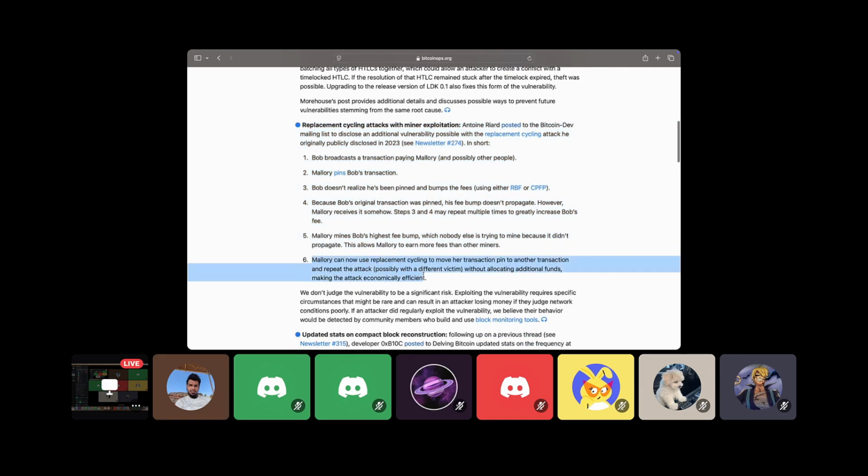Mallory can now use replacement cycling to move her transaction pin to another transaction and repeat the attack, possibly with a different victim, without allocating additional funds, making the attack economically efficient.